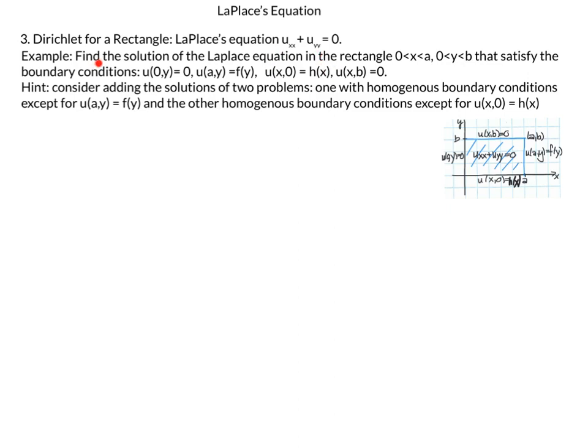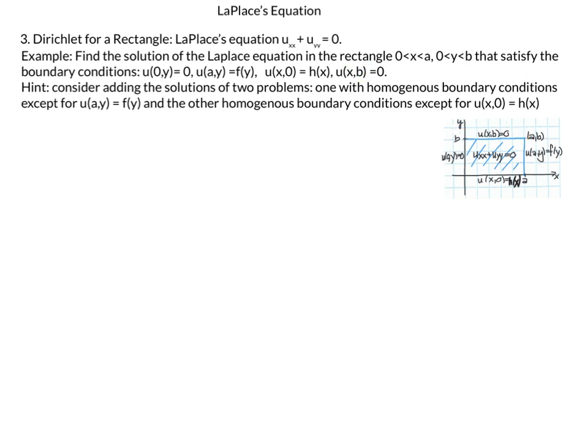So looking at this, the problem is to find a solution of the Laplace equation. Here's our Laplace equation in the rectangle, where x goes from 0 to a, and y goes from 0 to b, same rectangle. And it satisfies the boundary conditions: u at x = 0 is equal to 0, u at x = a is equal to a function f(y). Here we have y = 0 equal to a function, this should be changed, to h(x). And here we have y = b equal to 0.